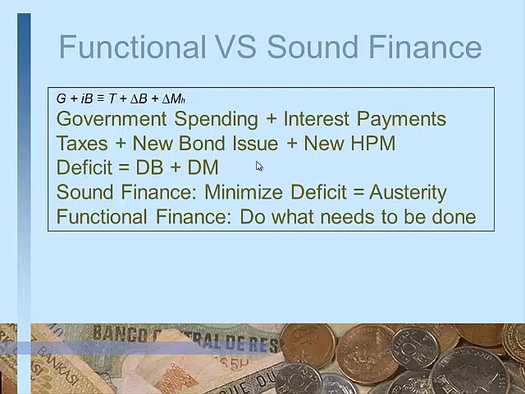And then the revenues come from taxes. Also, the government can sell treasury bills normally to banks, but it can also sell to other parties. So when it sells treasury bills, it generates revenue. And also it can create new high-powered money. It can just ask the central bank to print more money. So these are the three sources of revenue: taxes plus new bond issue plus new money.